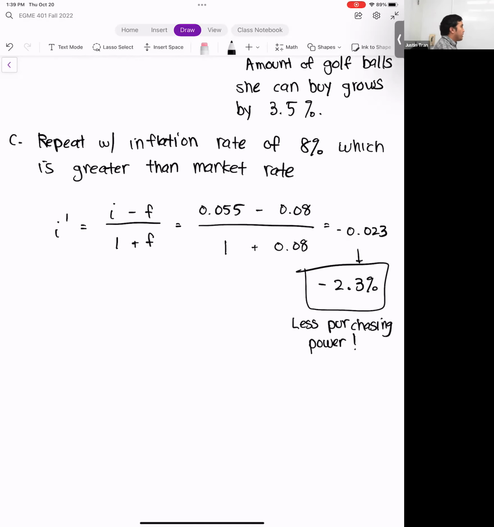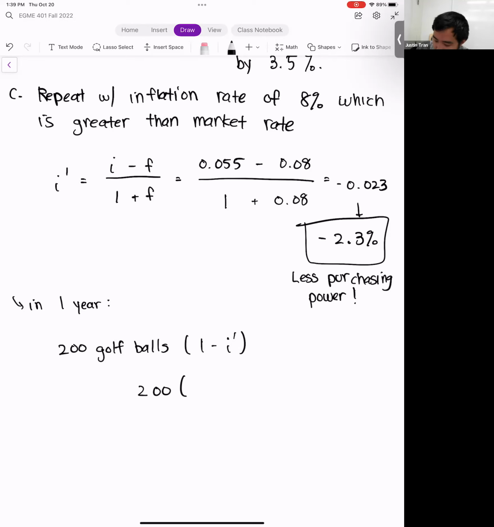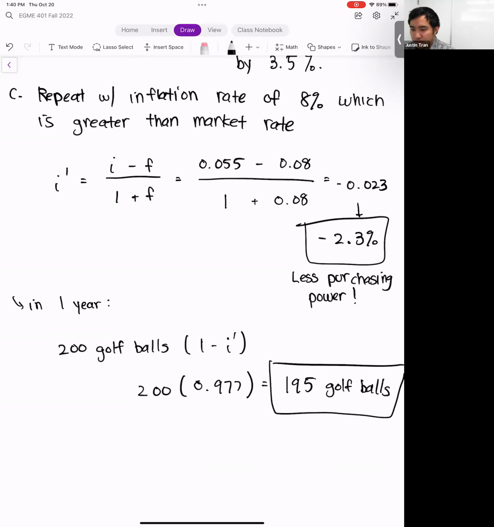All right. So I'm not going to go through the entire golf ball calculation again, but I'm going to use this interpretation here. And so if our real interest rate is minus 2.3%, this means that the golfer is only going to be able to buy 2.3% fewer golf balls in 1 year. And so if we take our 200 golf balls, and then we multiply it by 1 minus I prime, this is going to tell us how many golf balls that we can buy in a year. And so we take 200, we multiply by 1 minus the real rate, and so this is going to be 0.977, because that's 1 minus 0.023. And we multiply this out. We get 195 golf balls.